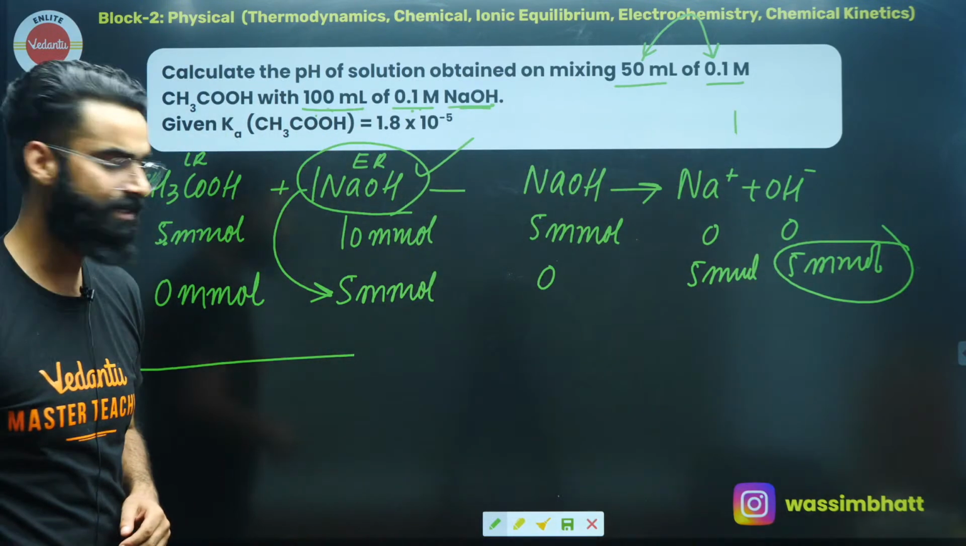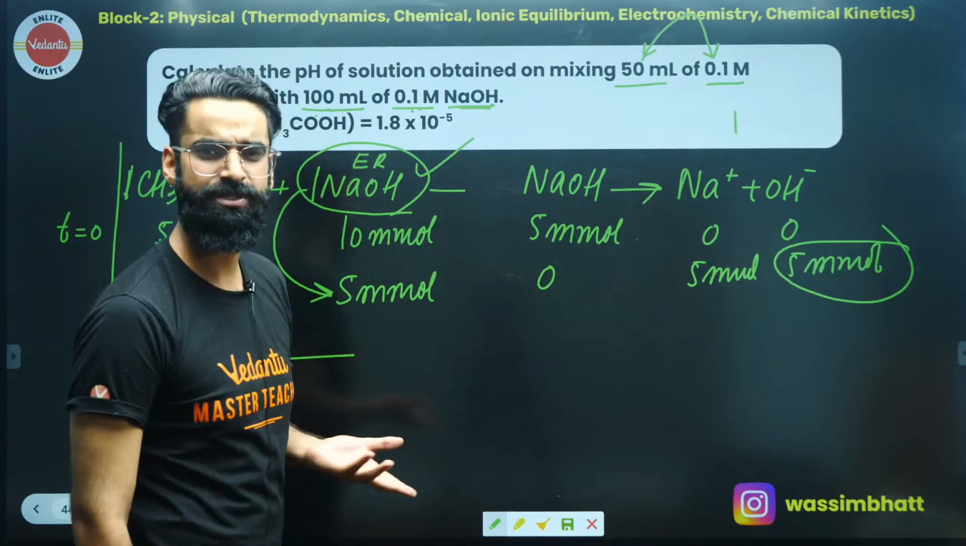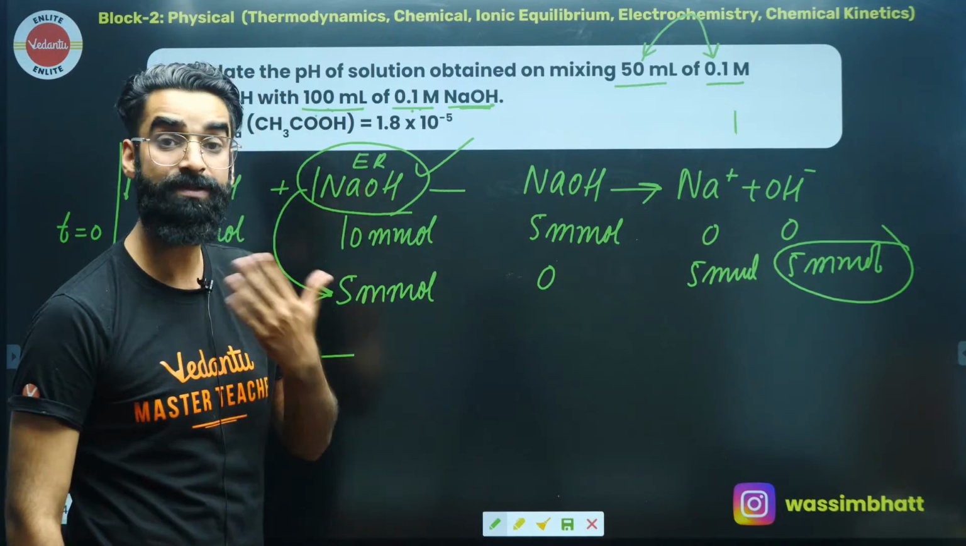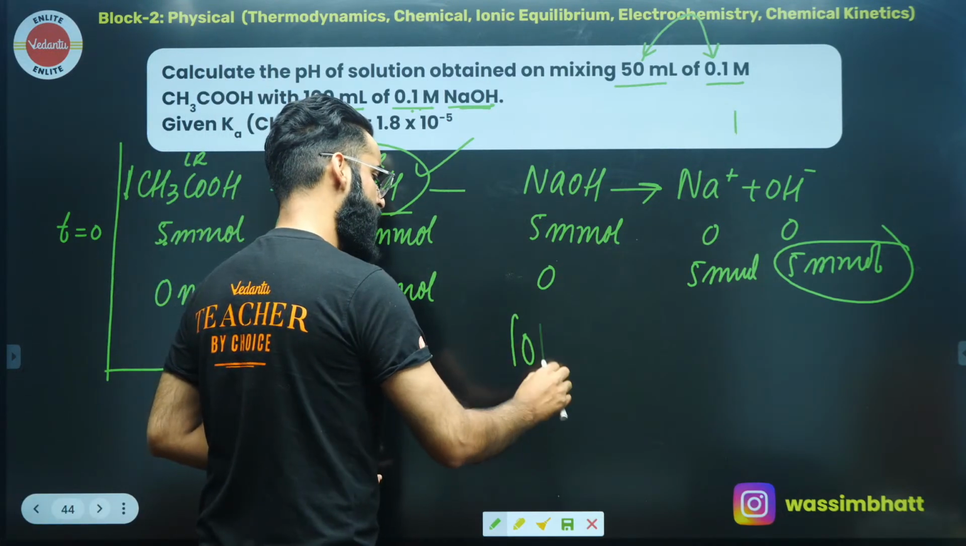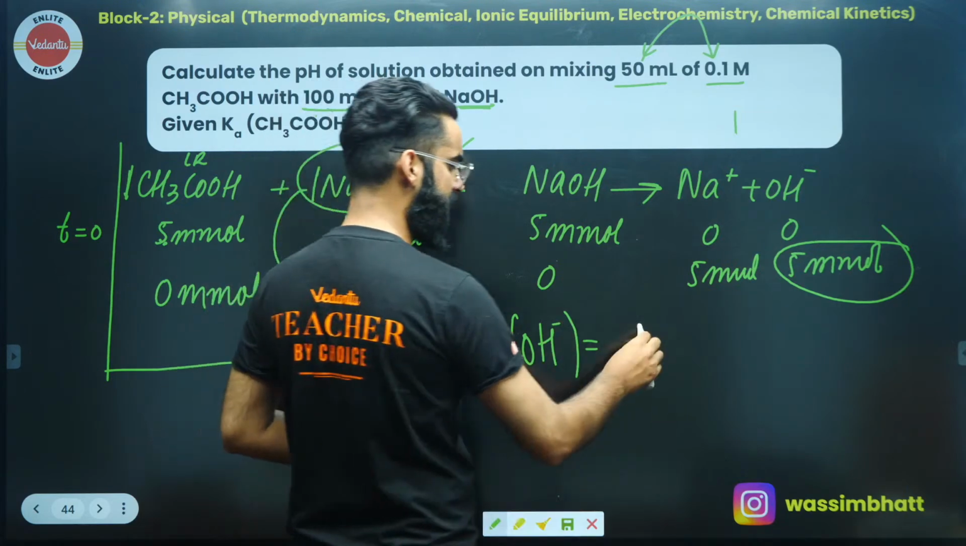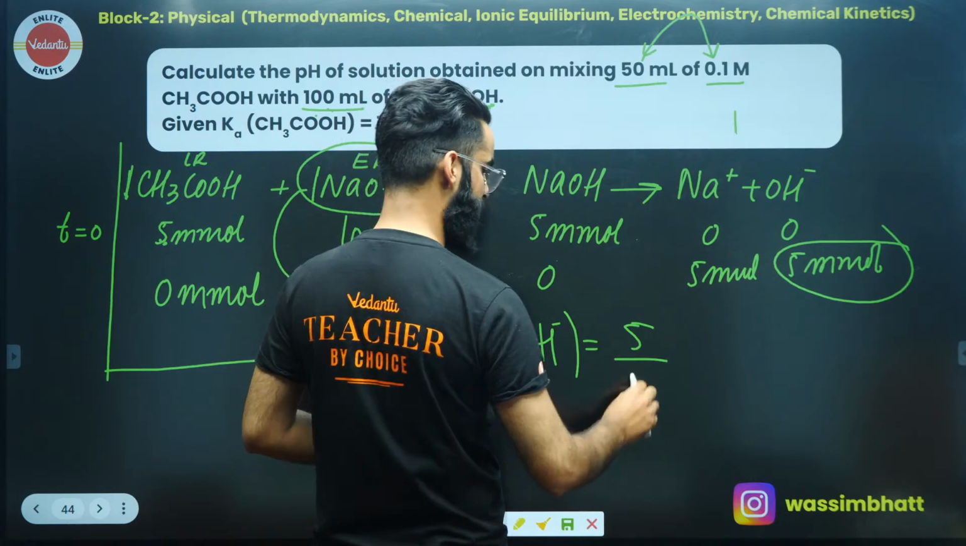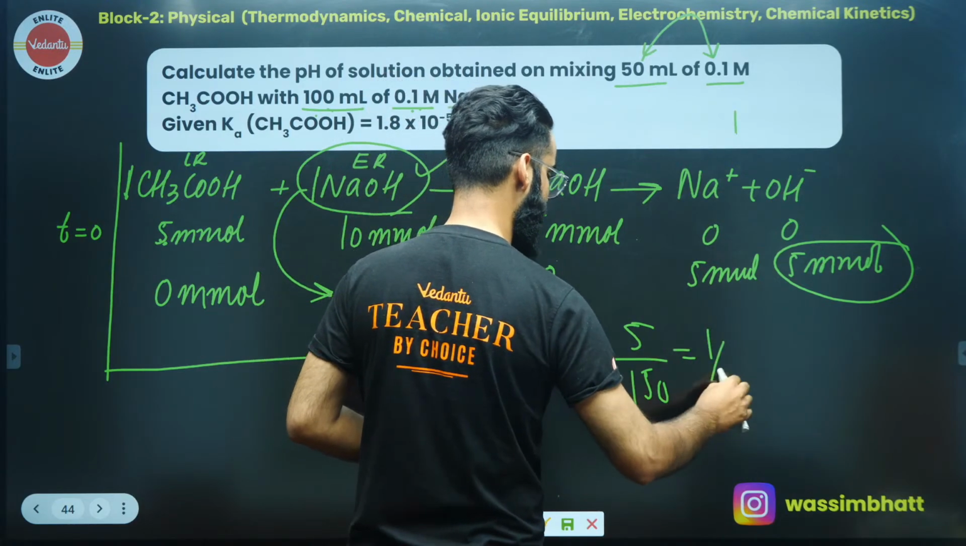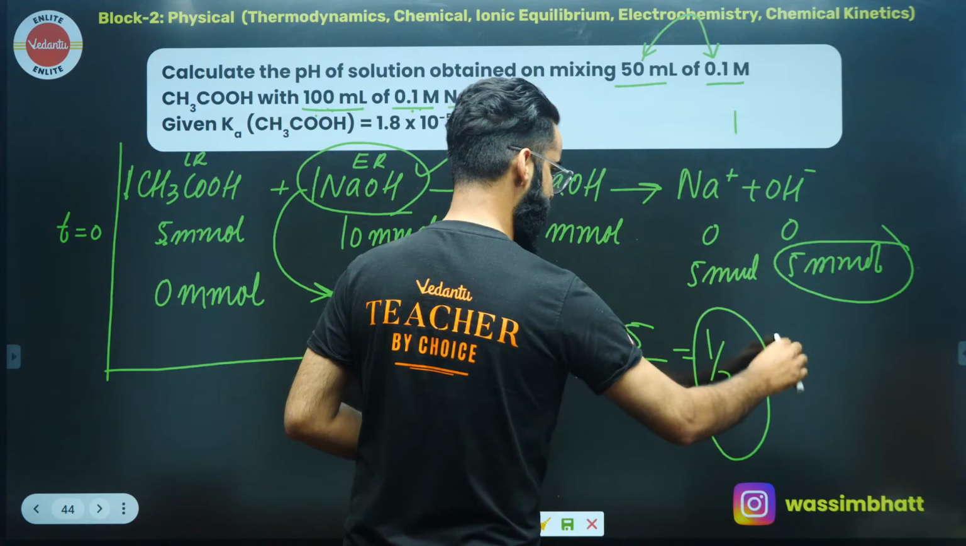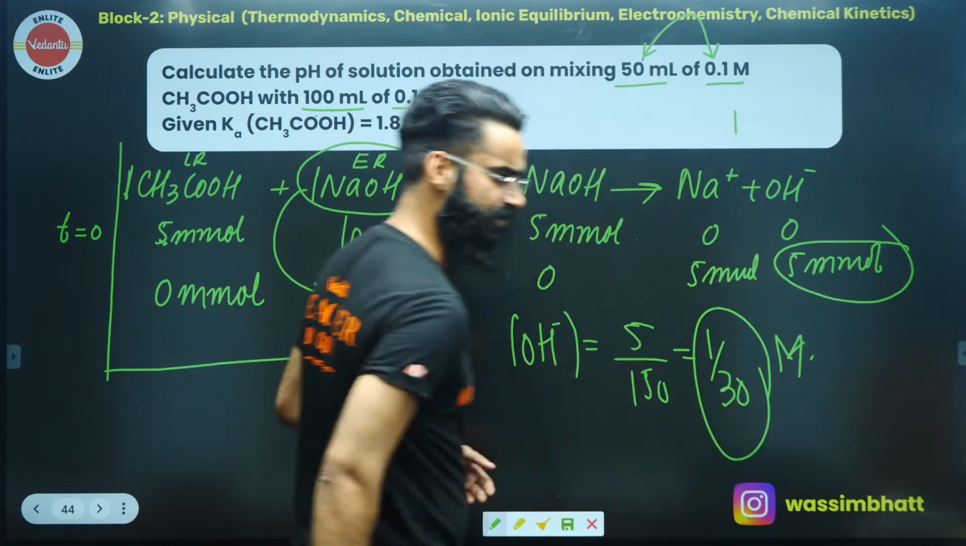You will say 5, right? But do I need the millimoles of OH negative? No. What do I need then? I need the concentration of OH negative. If I ask you, what is the final OH negative concentration in the container? Millimoles of OH negative divided by total volume. Total volume is how much? 100 plus 50 comes out to be 150. So the value is 1 by 30. Right? This is basically the net OH negative ion concentration in the container.